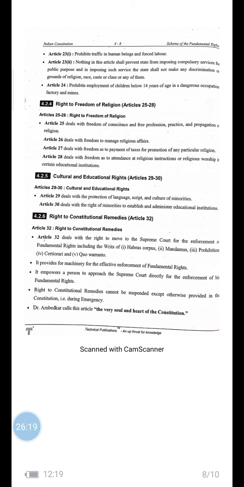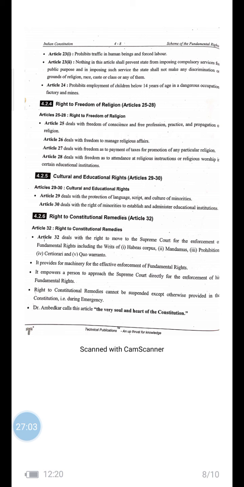Then Article 26 deals with the freedom to manage religious affairs, so you can carry out any rituals related to your religion. Article 27 deals with freedom from payment of taxes for the promotion of any particular religion. Then Article 28 deals with freedom as to attendance at religious instruction or worship in certain educational institutions. In your educational institutions you can do worship or prayer of your religion, for example a madrasa is for Muslim people, who perform their worship differently, and that is legally allowed.